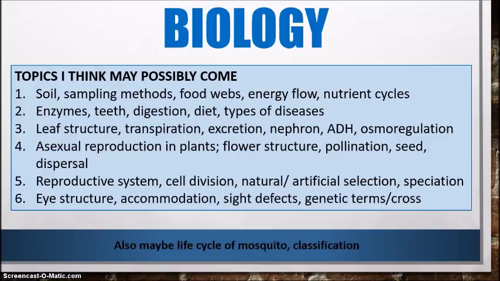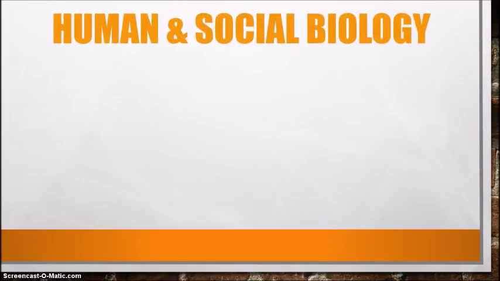And then some other topics that may possibly come, I haven't seen in a while: the life cycle of mosquitoes, classification, that could be a possibility as well. So that's what I think may possibly come for the biology paper. So let's look at the human and social biology paper.